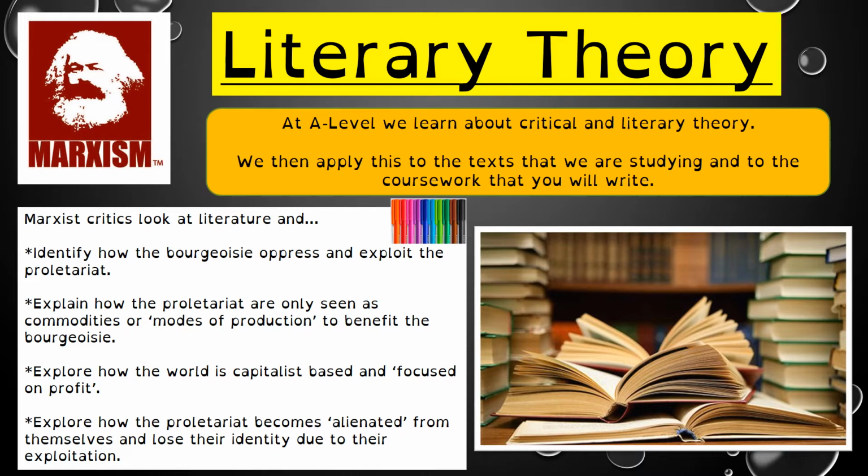And we would try to identify where we can see that happening, where those poorer people are being exploited simply to put more money in the pockets of those who are already rich. We would look at how the proletariat are seen as commodities or modes of production to benefit the bourgeoisie. So this is the idea that the proletariat often gets seen as nothing more than an object. Their humanity is ripped away from them and they become nothing more than a tool to make money and profit for the bourgeoisie. And we call that being a mode of production.